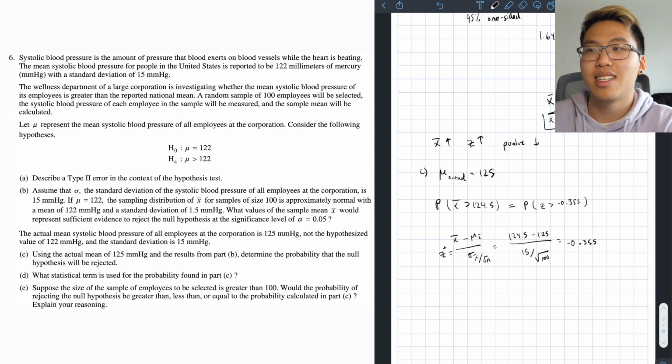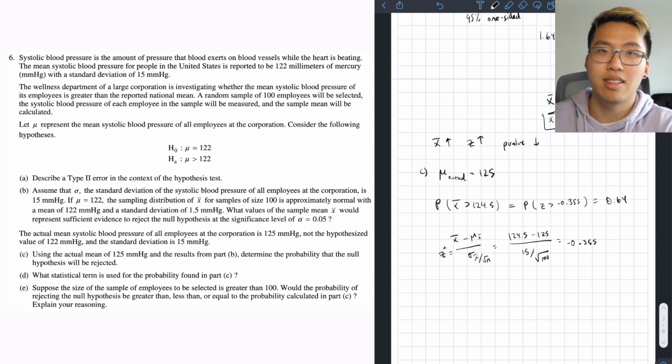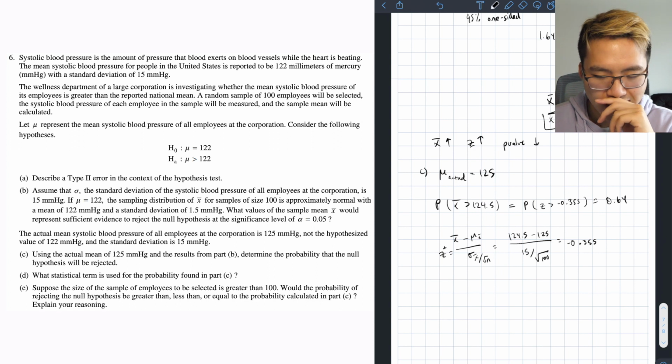Okay, so I get 0.35564. So that means that the probability of rejecting the null hypothesis using this updated mean of 125 is 0.64. I think that's the right answer.